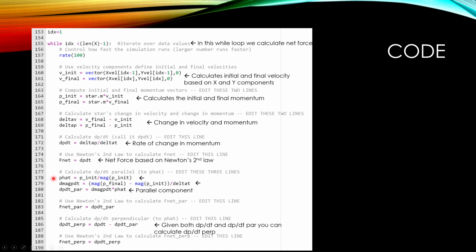Now we solve for the parallel component. So we calculate p hat as well as d magnitude of p dt. And then we get the parallel component, set that equal to F net parallel. Now we're solving for dp dt perpendicular. Because we already have dp dt and dp dt parallel, we can just subtract them from each other to get the perpendicular component. From there, we set F net perpendicular to dp dt perpendicular.